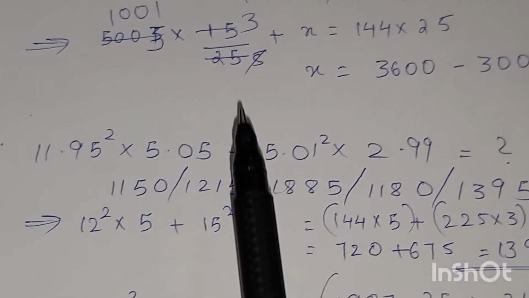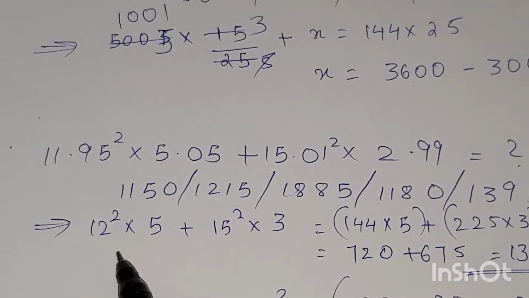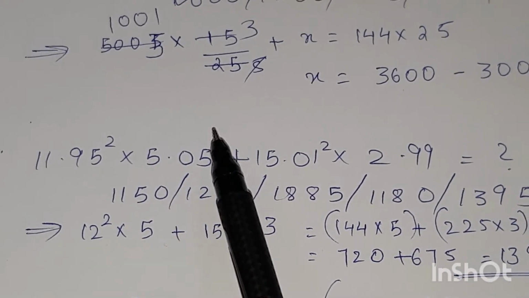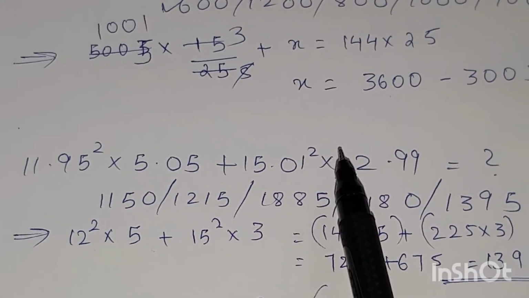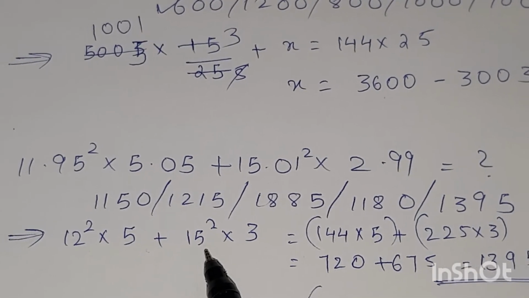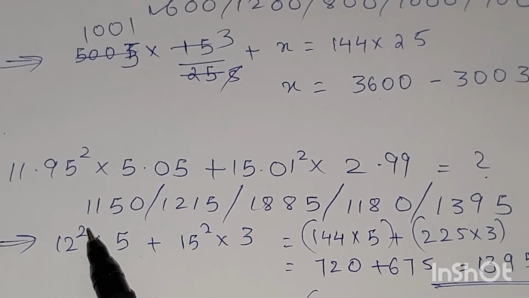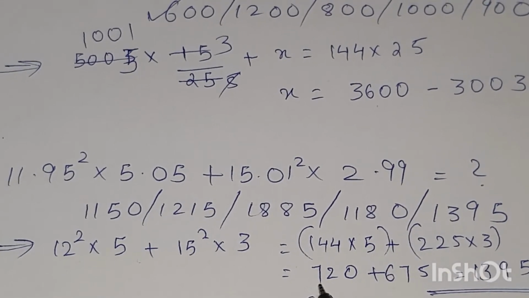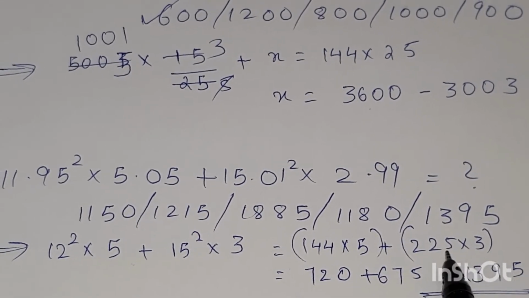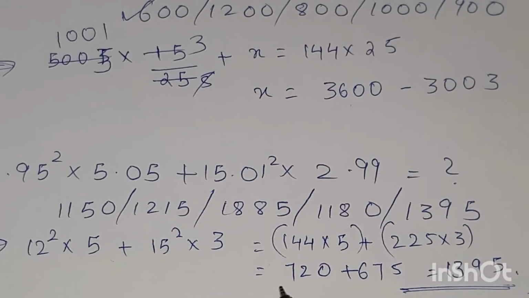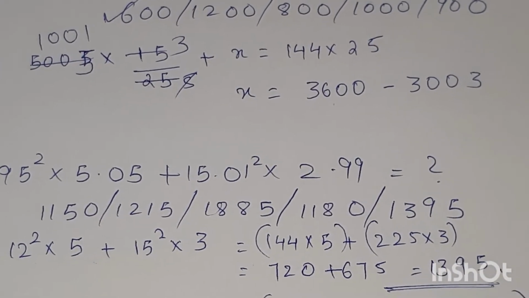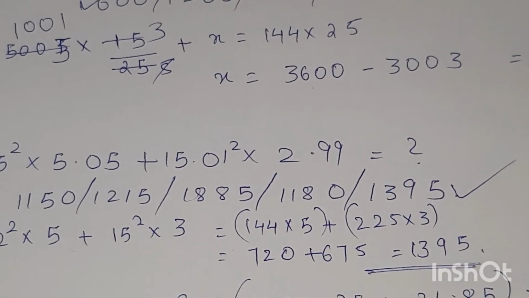Going to the second one, 11.95 is rounded as 12, 12 square into 5.05 is rounded as 5, plus 15.01 is rounded as 15, so 15 square into 2.99 is approximated as 3. So 12 square it is 144 into 5, which is 720, plus 15 square it is 225 into 3, which is 675. So adding these two numbers, the answer is 1395, the last option.